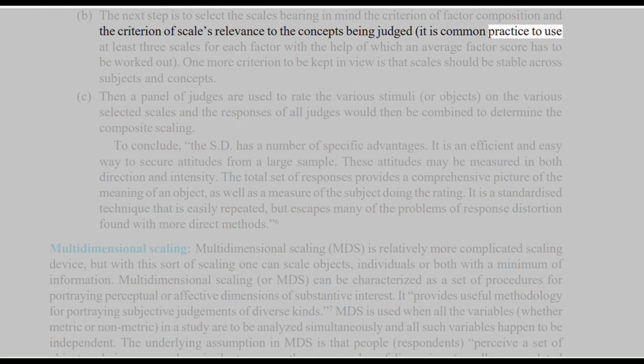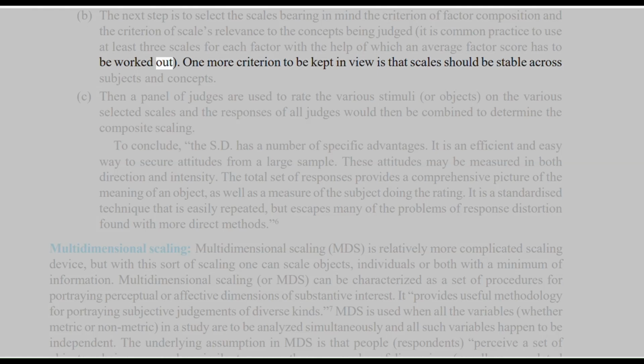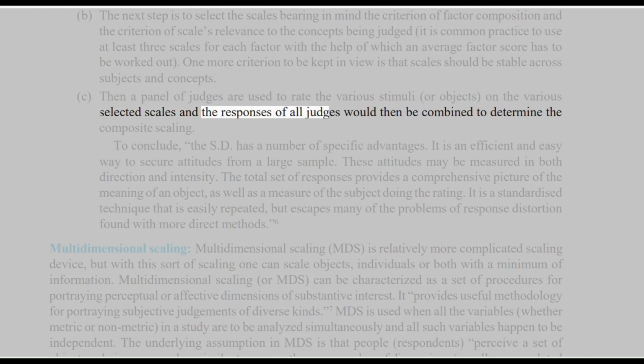It is common practice to use at least 3 scales for each factor, with the help of which an average factor score has to be worked out. One more criterion to be kept in view is that scales should be stable across subjects and concepts. C. Then a panel of judges is used to rate the various stimuli or objects on the various selected scales, and the responses of all judges would then be combined to determine the composite scaling.